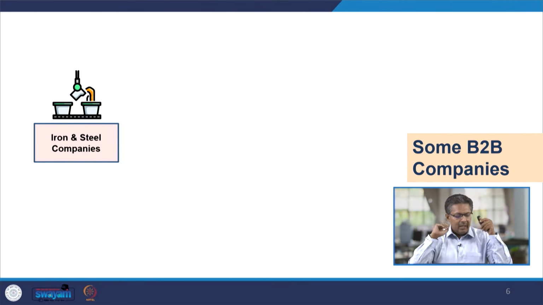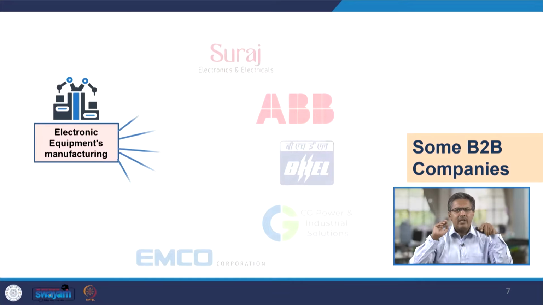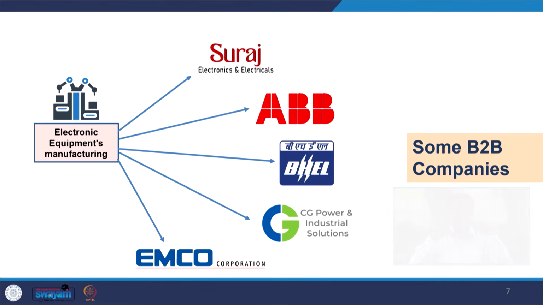Now, if I give you some names, for example, of some B2B companies, what are they basically? Iron and steel companies, you have for example JSW, right. Then you have Tata Steel, SAIL, which is the government enterprise in India, Jindal. So you have lots of these companies which are into iron and steel, right. Similarly, if you look at electronic equipment manufacturing, you have companies like Suraj Electricals, BHEL, ABB, one of the largest in the world, right. Then you have Crompton Greaves, EMCO. So these are companies which come into the category of B2B companies, which manufacture electrical and electronic parts.